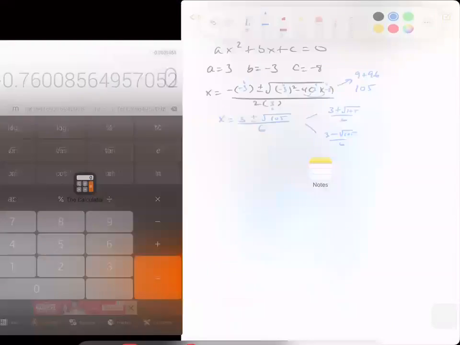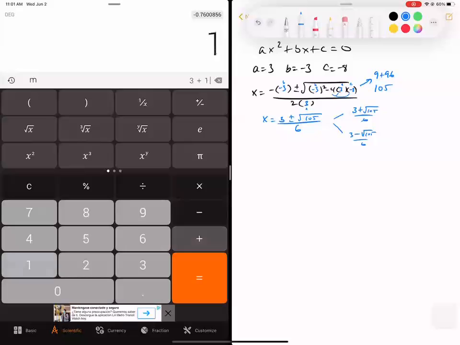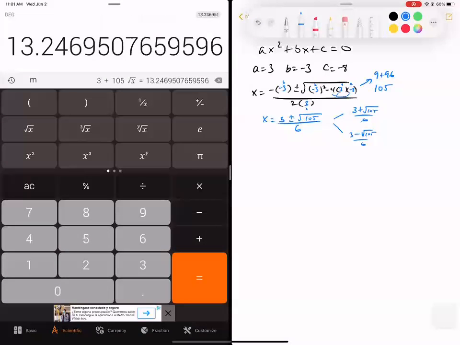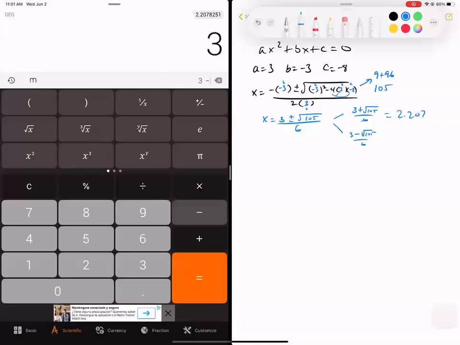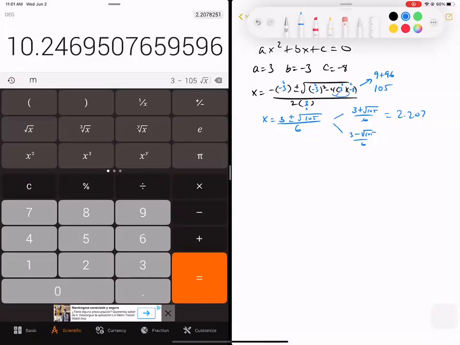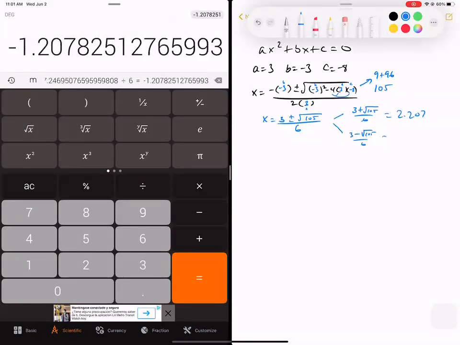Okay, so 3 plus the square root of 105 equals, divide that by 6, is 2.207. And 3 minus the square root of 105 is equal to, and then we're going to divide this by 6 again, and we have negative 1.207.